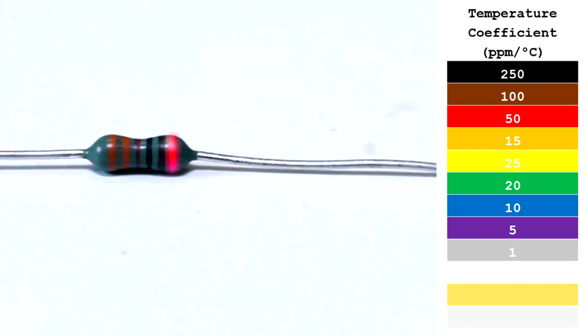The last band in a 6-band resistor is the temperature coefficient, which indicates how much the resistance value changes with temperature. The coefficient is expressed as parts per million per degree Celsius, usually varying between 5 to 100 ppm per Celsius. That's all the bands covered.